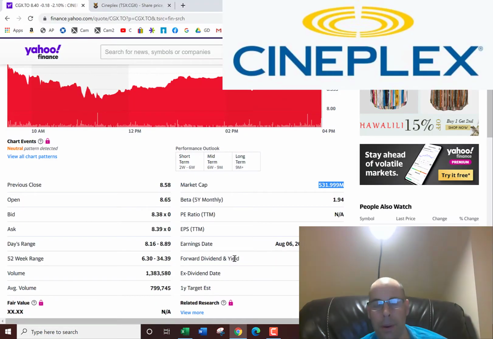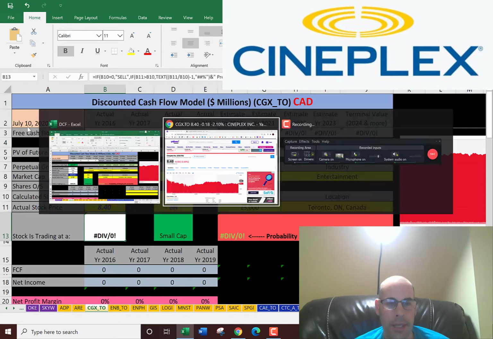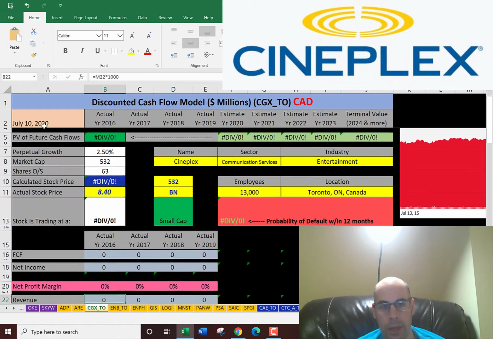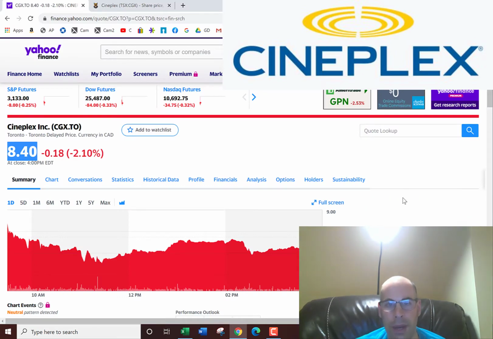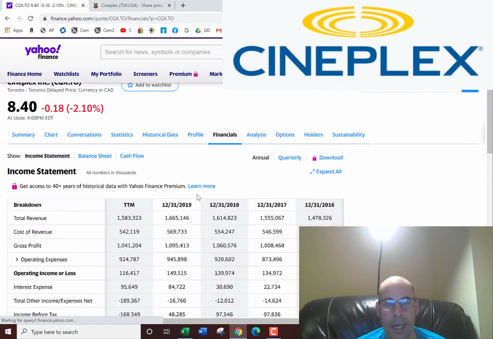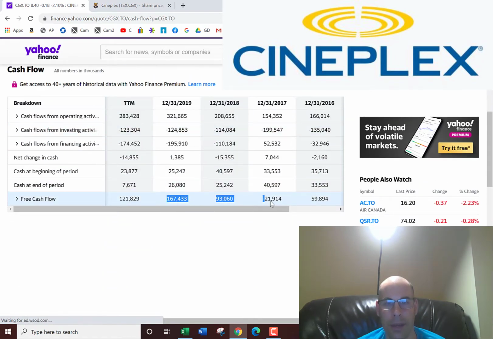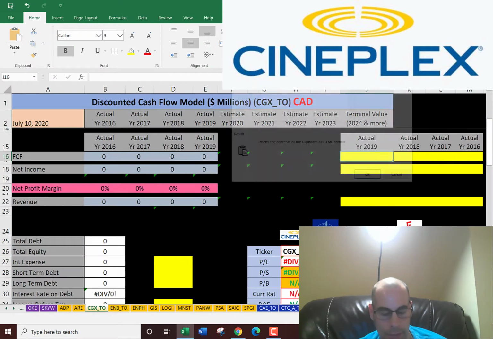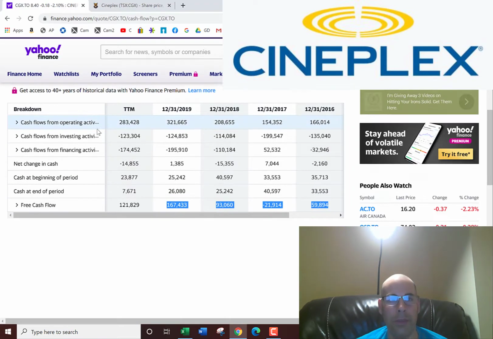This company has a market cap of $532 million. And the stock price is $8.40. So if you wanted to buy one share, that's what it would cost. Next, we need the free cash flows. And that's how you value a company or an asset. You estimate the future free cash flows and then you discount that back to today's value. And free cash flows is the cash that's remaining after operating a business. Without free cash flow, you don't really have much of a business.